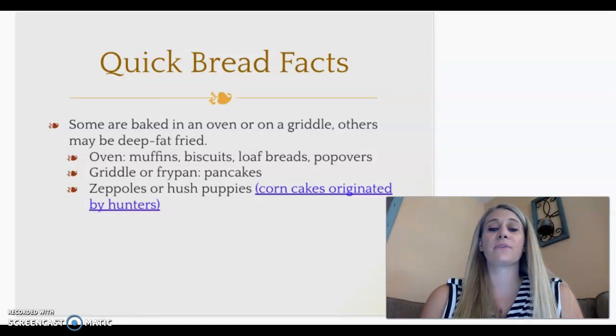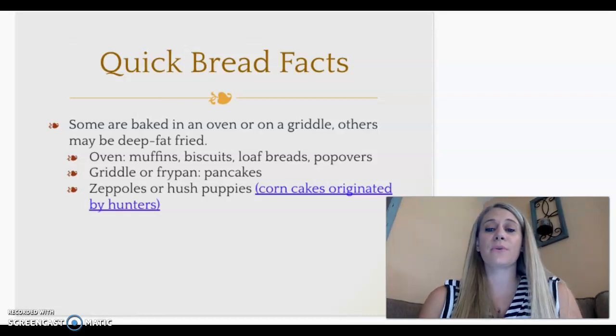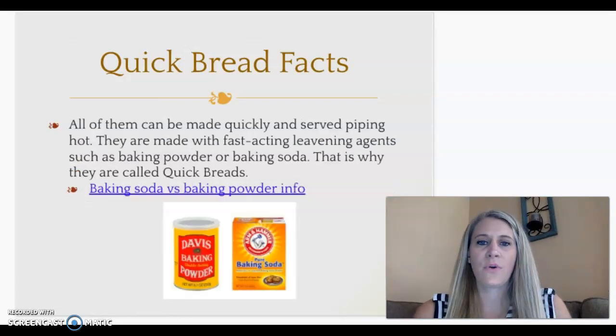Otherwise, the batter is so thin it would just pour all over the place. The actual waffle iron holds the batter within itself. And then deep fried would be your Zeppelis or hush puppies. And hush puppies are corn cakes that originated by hunters. More quick bread facts.